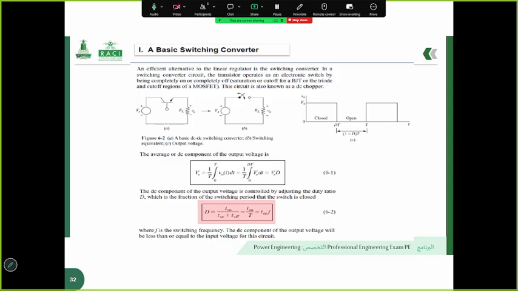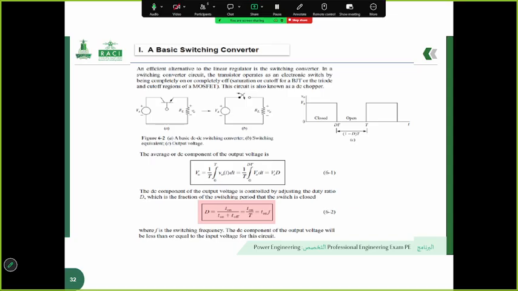The equations in this slide describe the average or DC value of the output voltage by integrating the output voltage over one switching period and dividing by T. We obtain the average output voltage, V0 is equal to Vs times D. This clearly shows that the output voltage is directly proportional to both the input voltage and duty cycle D.